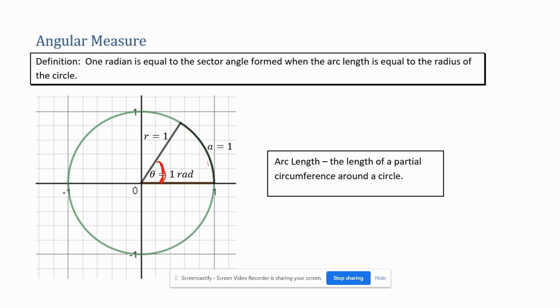So by definition, 1 radian is equal to the sector angle formed when the arc length is equal to the radius. In this diagram, the radius of the circle here is 1. If you look over here, the arc length, that means the distance along the edge of the circle from here to here, is also 1, because the length of this curved part of the circle is 1. So if we go along the edge of the circle 1 radius, the angle formed is 1 radian. That's by definition. If the radius is 1, and I go along a distance of 1 on the outside of the circle, this is 1 radian.